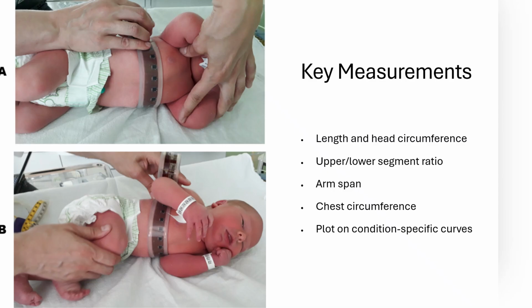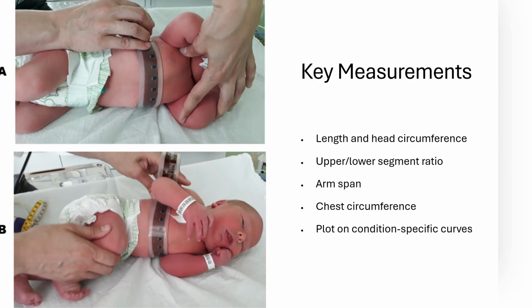Arm span measurements become particularly valuable because they often remain normal even when body length is significantly reduced, creating characteristic patterns that help differentiate between conditions. Chest circumference assumes critical importance because many skeletal dysplasias affect rib development, and thoracic insufficiency can become life-threatening in severe cases. The key insight involves understanding that plotting these measurements on condition-specific growth curves provides much more valuable information than simply comparing them to normal population curves.